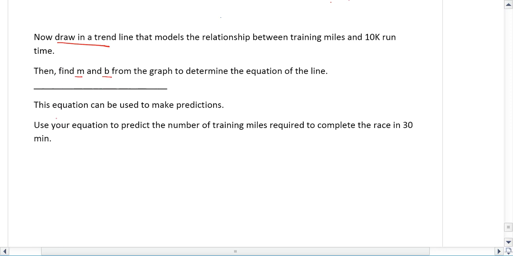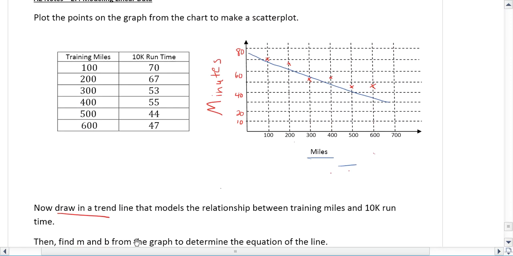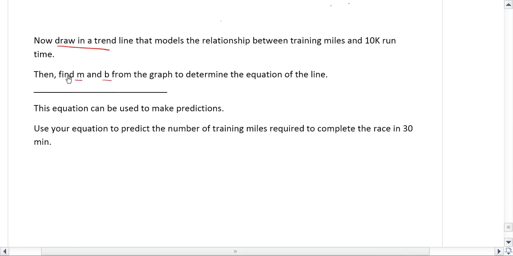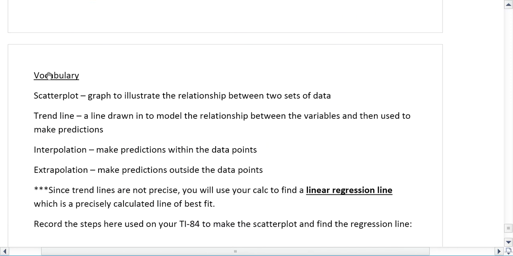We're going to learn in just a moment, when we get down to the bottom of this page, how to take the information from this table, this list here, and put it into our calcs and have the calc give us the exact equation of the perfect regression line if we were able to draw it in. Our calcs are going to do that for us. So let's scroll down here to the vocabulary you need to learn.